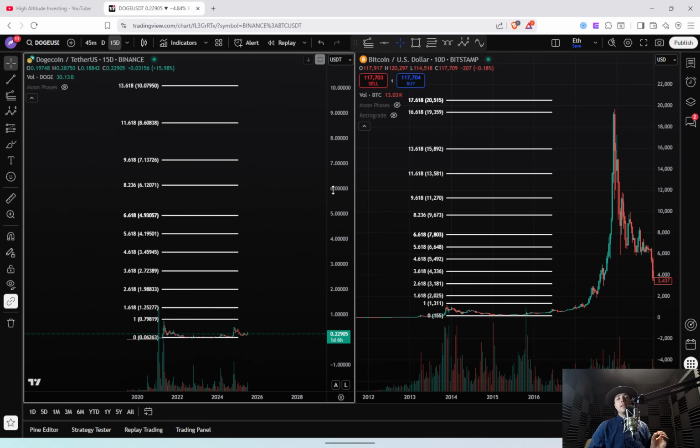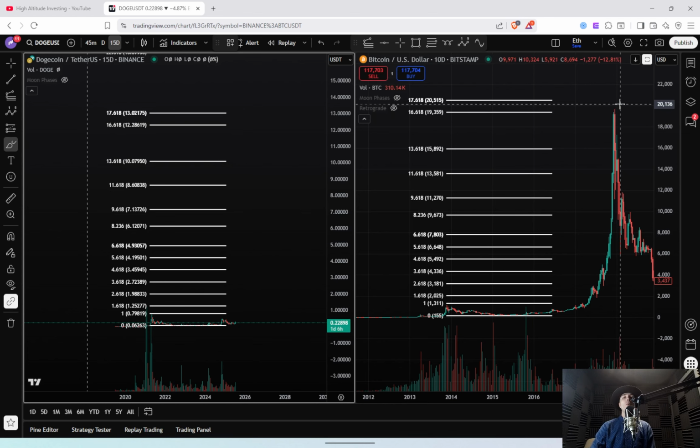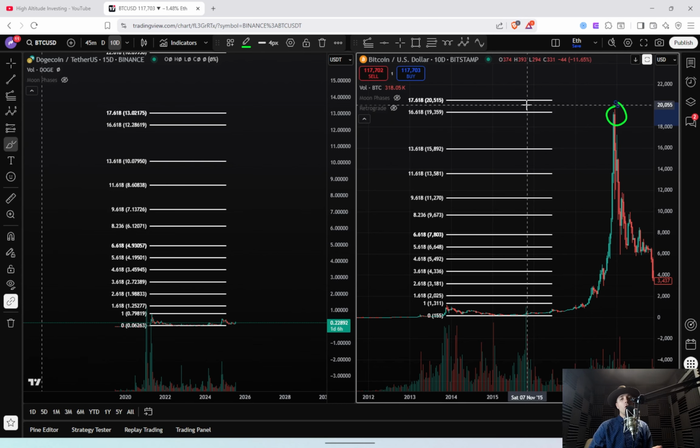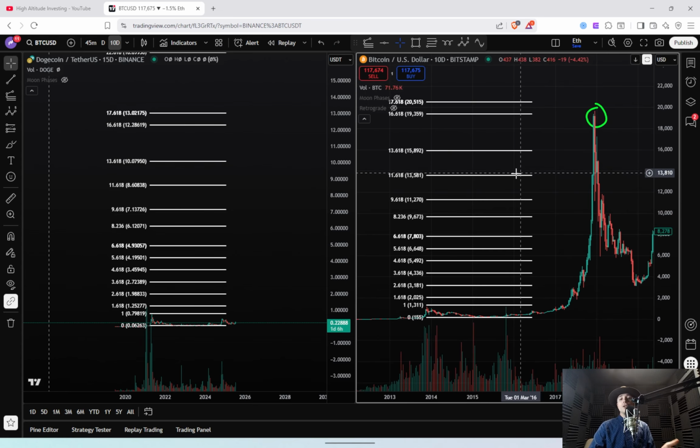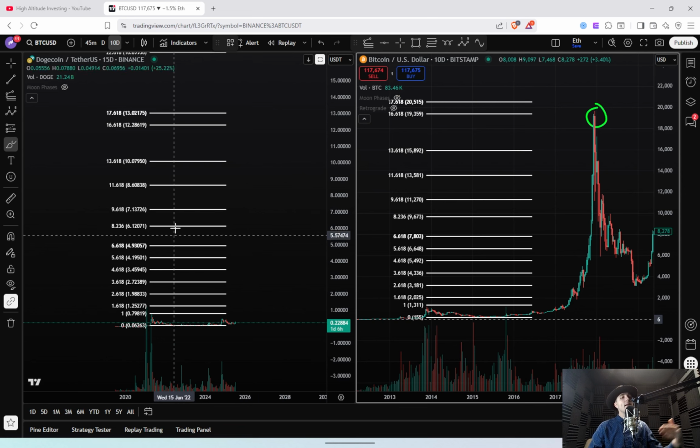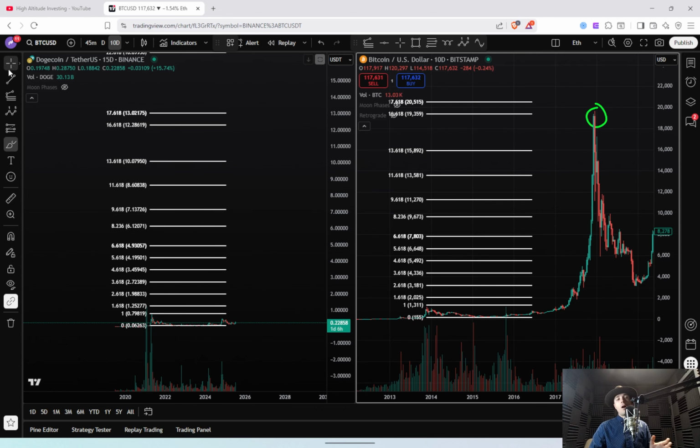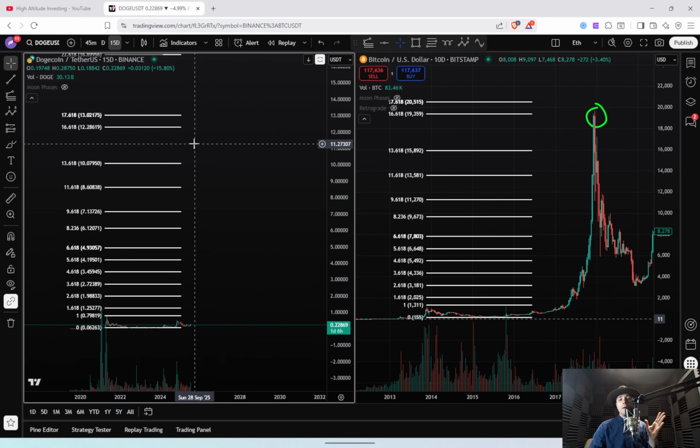And as you can see, Bitcoin went almost to the 17,618 Fibonacci extension. It actually hit the 17,618 on some exchanges before its next major bear market and correction. So Dogecoin could hit any of these extensions. It could hit $5, it could hit $10, it could even go parabolic all the way up to $12.50. All we really have to do is watch in the bigger picture.